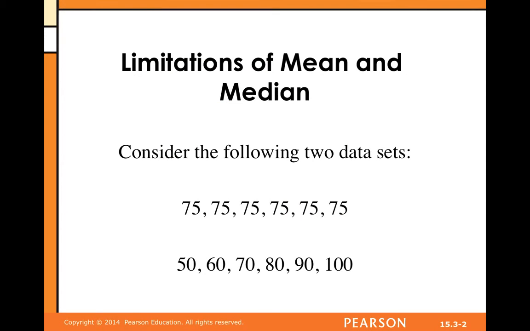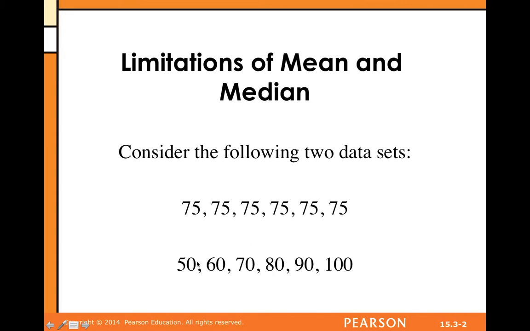So in particular, here are two different data sets. This first data set is just 75s, 6 of them, and the next data set is 50, 60, 70, 80, up to 100. And let's suppose that each data set represents exam data. Now I could ask you, this first section of 6 students, what was the average score? What was the median score? And you would come back with an answer of 75. The average and median here are just 75.